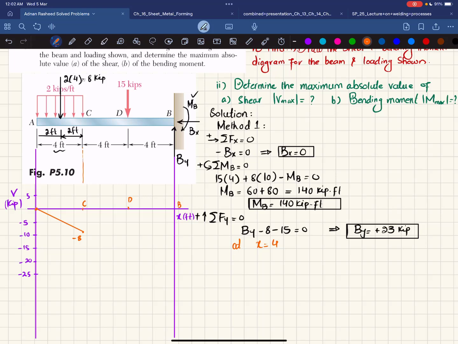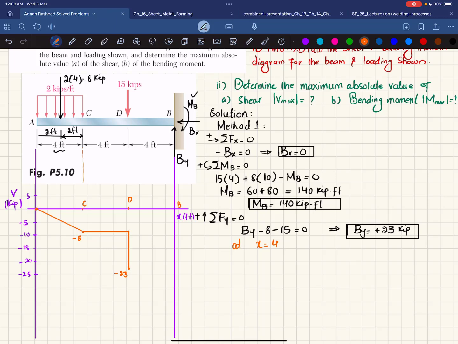Now moving from C to D, there is no load, so this shear force will remain the same till point D. But at point D, you can see you have a minus 15 load. So minus 15 and minus 8 will give you minus 23 kips. So shear force will change from minus 8 to minus 23. Let's say minus 23 is somewhere here. This is your minus 23. So shear force will change from this to this.